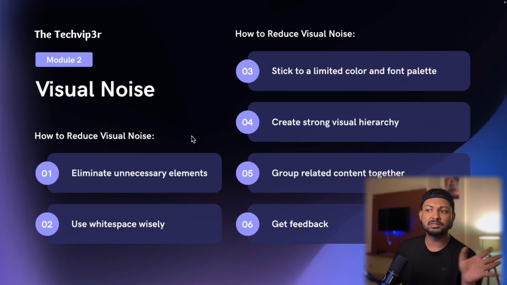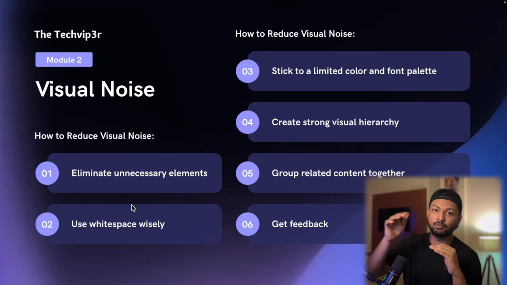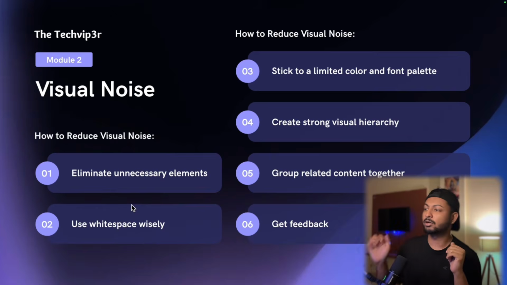Simple. Eliminate unnecessary elements. No need for unnecessary elements. Why do we need unnecessary elements? We want to make it clear and precise. So remove unnecessary elements. Use white space wisely. White space, as I told you earlier, is one of the most important topics of design basics. So use white space very wisely. Where you need it, you put it. Where you don't need it much, don't put it much. So those things should be consistent enough.